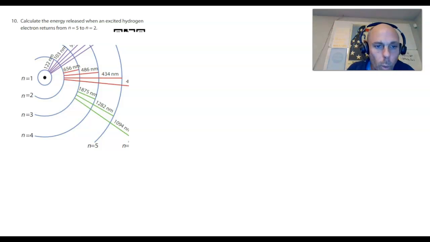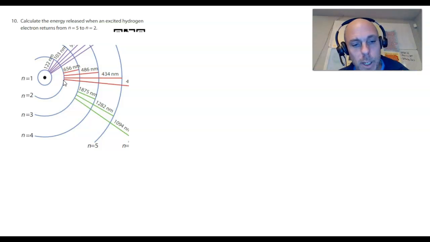We need to know either the wavelength or the frequency of light in a transition from n equals 5 to n equals 2. So there's the n equals 5 line, and it looks like a drop from n equals 5 to n equals 2 emits a wavelength of light that is 434 nanometers. But we need to calculate the energy, and we know that energy can be calculated by Planck's constant times frequency. So the first thing we need to do is convert this wavelength into a frequency, and then plug that frequency into E equals hv to find the energy.